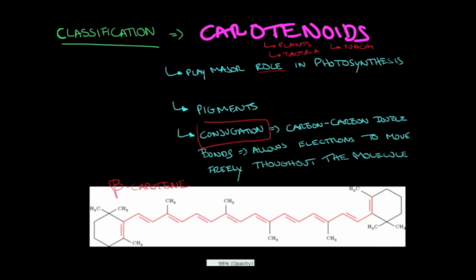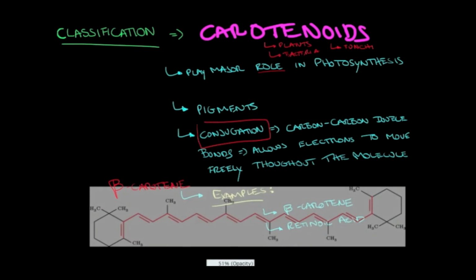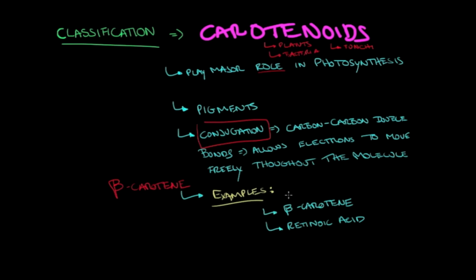Another thing I would like to say quickly, and I'm going to try to make this molecule fade out, are the examples of carotenoids that you find, especially in humans, that are useful for humans. It's beta carotene and retinoic acid. So keep that in mind.